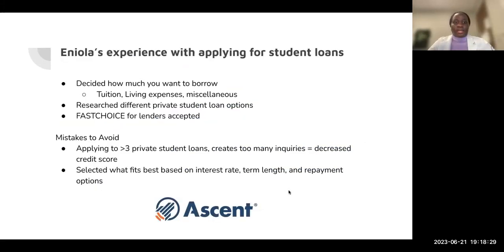And so from my experience, I started off by using Fast Choice, which I found on Case Western's website for financial aid. You put your school there, you put everything that they ask for, and then they give you a list of lenders that has been used by your school as accepted. And those ones are usually Earnest, Sallie Mae. Those always make it on there, and so it's never a wrong choice to go with those lenders.